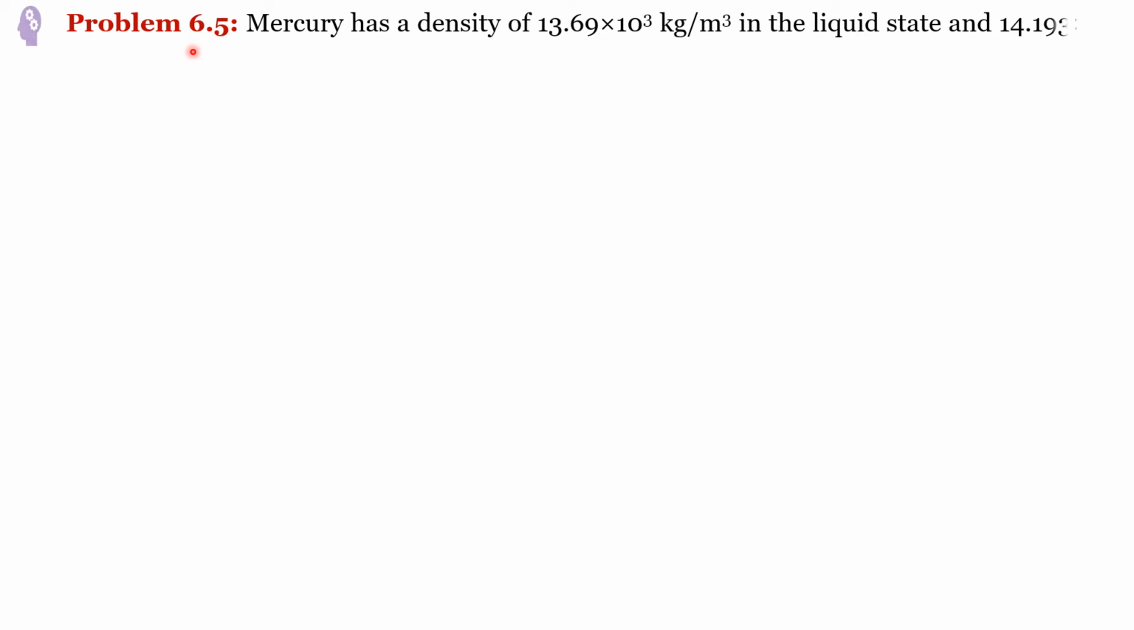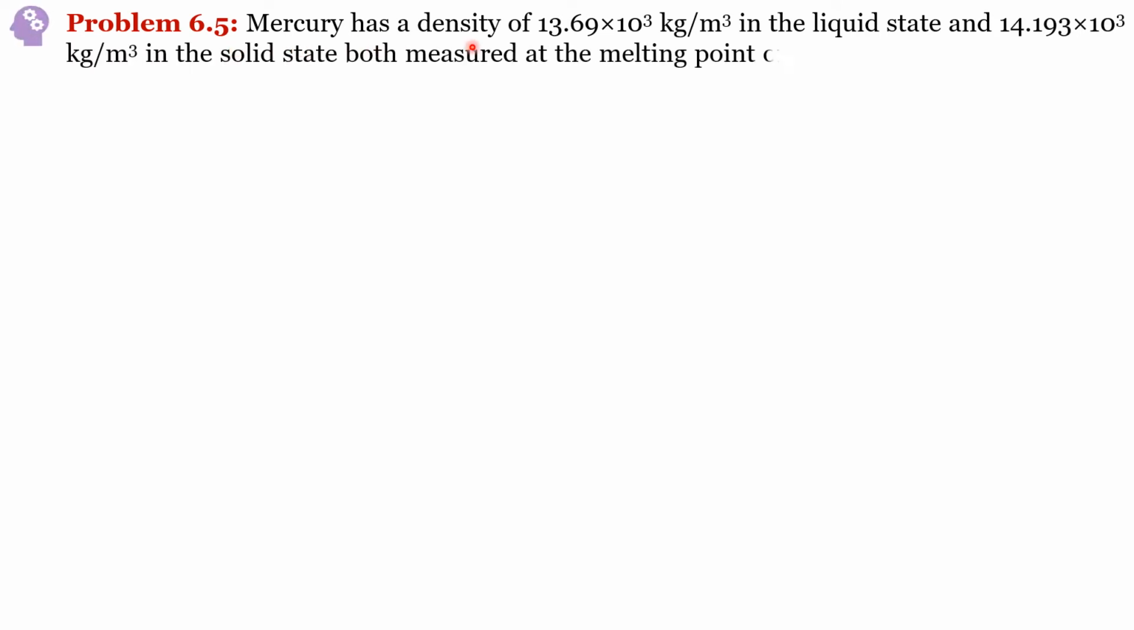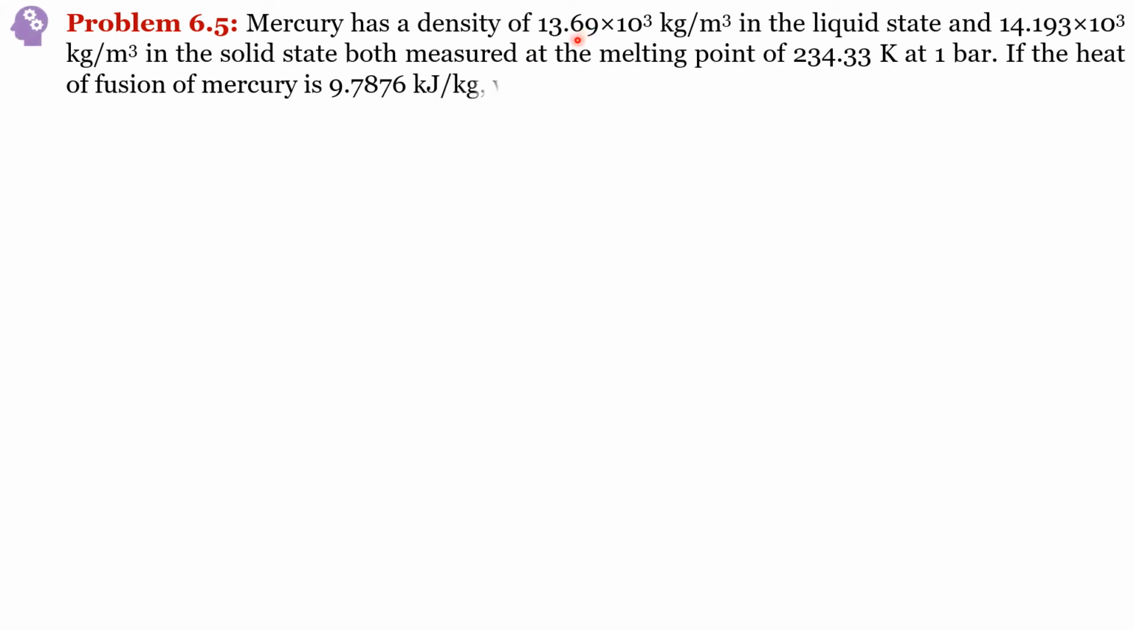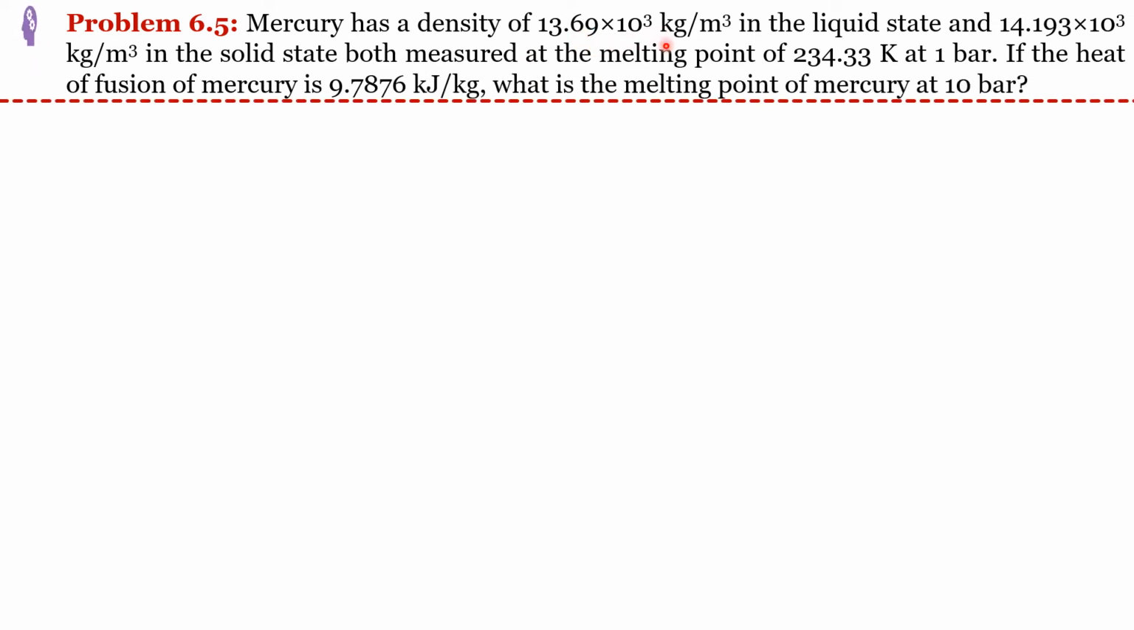Problem number 6.5. Mercury has a density of 13.69 × 10^3 kg per meter cube in the liquid state, and another density is given in the solid state, both measured at the melting point and at 1 bar. If the heat of fusion of mercury is given, what is the melting point of mercury at different pressure?